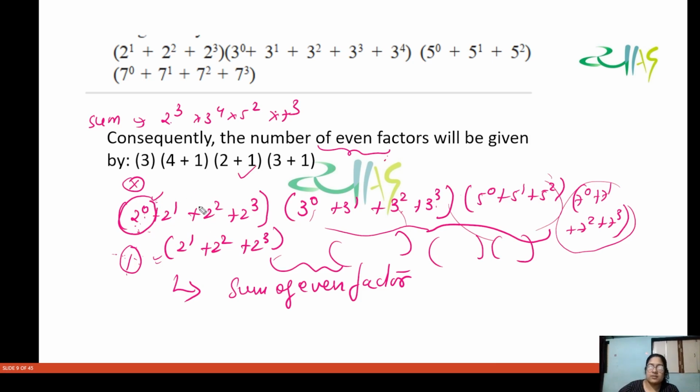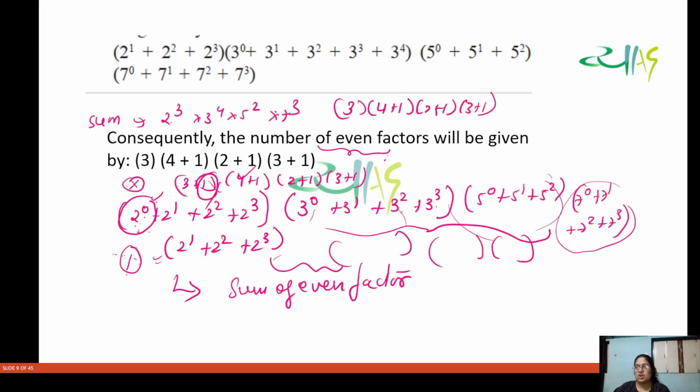Earlier I was doing what? When I had these many factors, I was doing 3 plus 1, 4 plus 1, 2 plus 1, and 3 plus 1. Now I'm just removing this. So what I'm going to get is 3 into 4 plus 1 into 2 plus 1 into 3 plus 1. Okay, I'm doing this. All right. So this is the number of even factors.